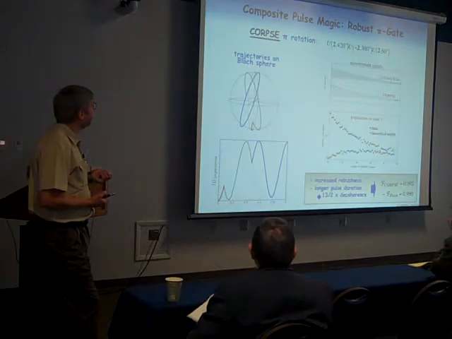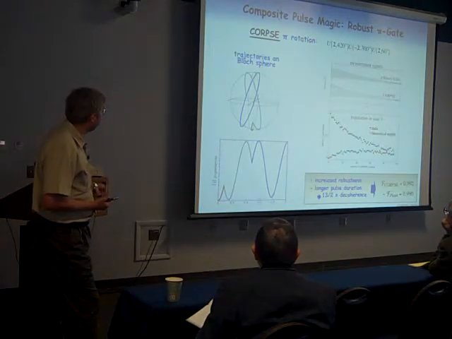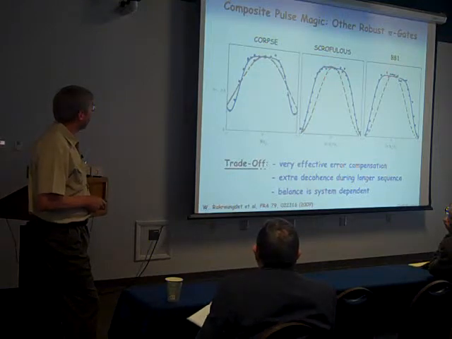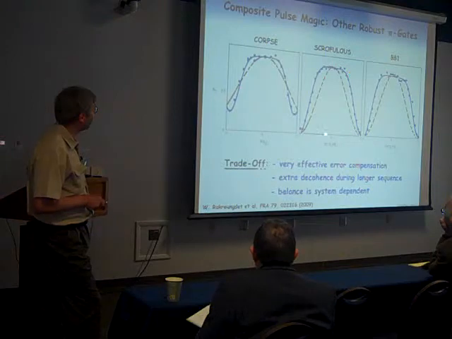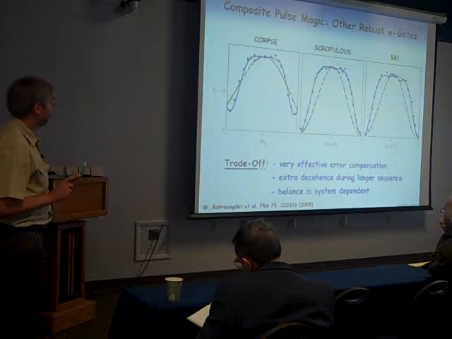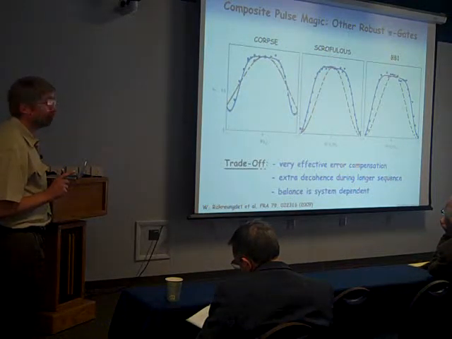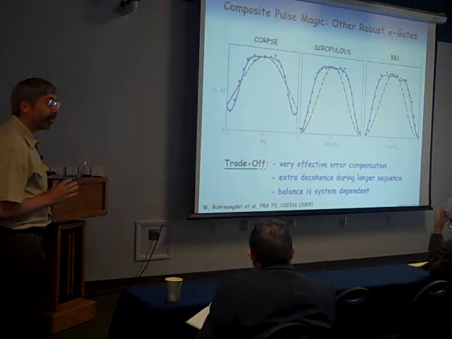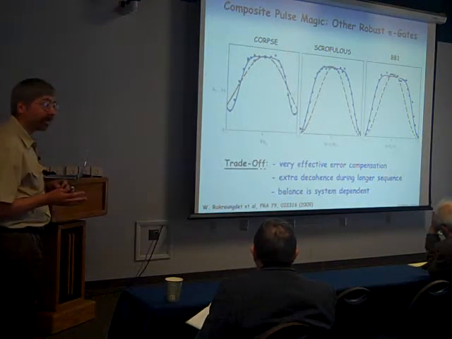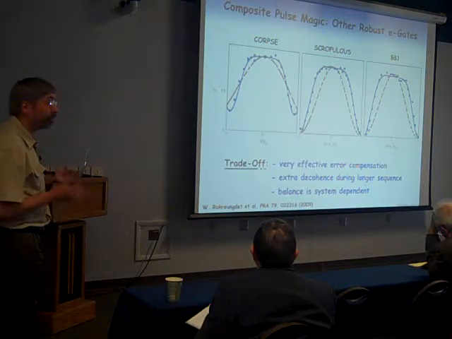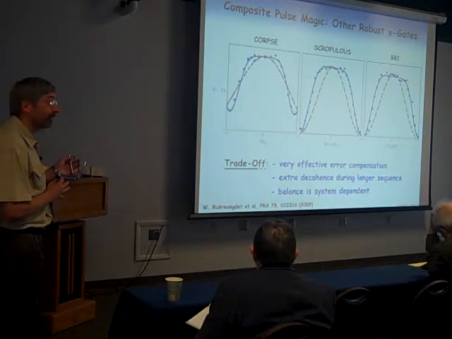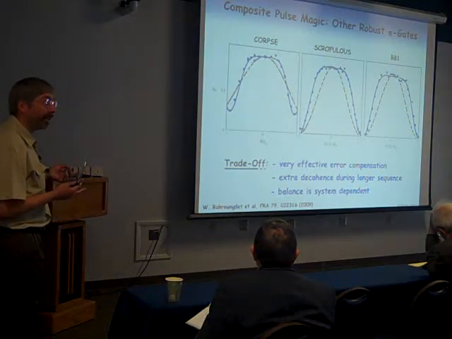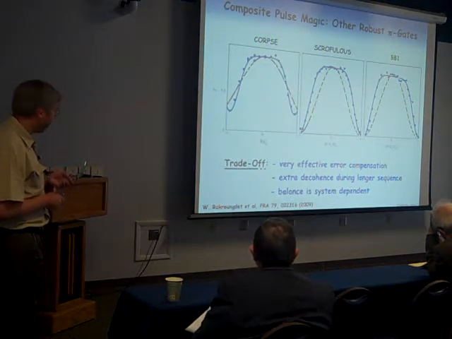Okay, so that's an example of a composite pulse. You can do the same for the other 2 pulses, and you can see that they buy you some robustness, for example, in deviation from perfect Rabi frequency. So very effective error compensation, but extra decoherence during the longer pulse sequences. Nevertheless, I think if you're doing experiments with ion traps or doing quantum simulation in optical lattices or something like that, it's useful to know that these techniques exist if you have to do perfect spin manipulation under less than ideal circumstances.